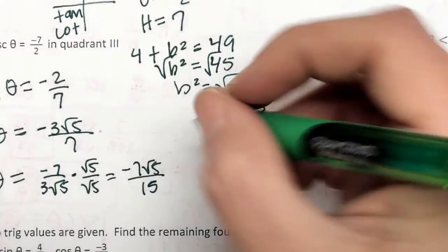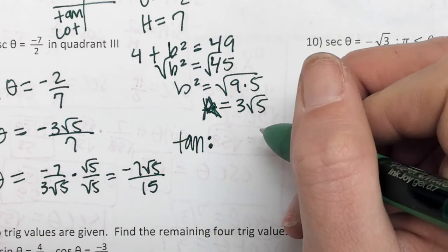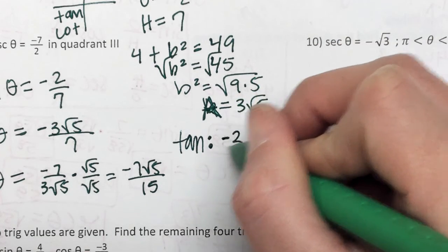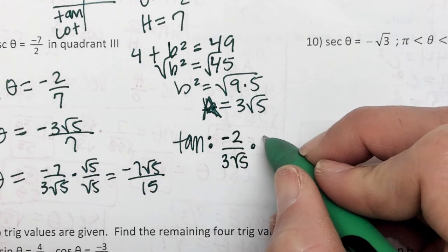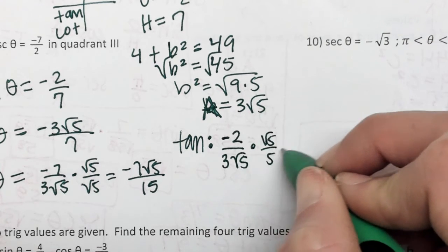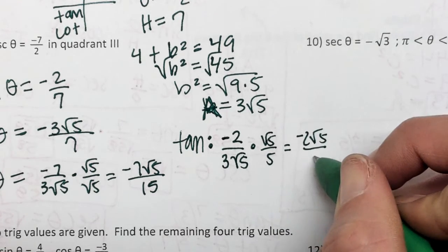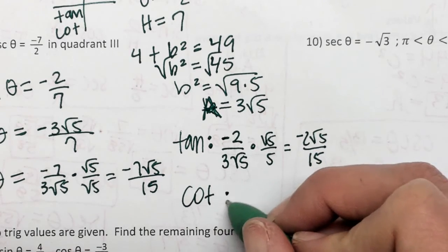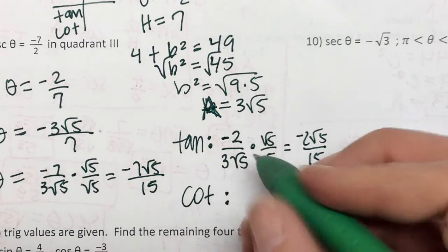Now moving on to tangent, that's going to be what over what? So negative 2 over, good. We need to multiply the top and bottom by? Very good. So on top we would get, and on bottom? Perfect. Last one, cotangent. Do we have to flip this part? We can flip the original, so it'd be what?